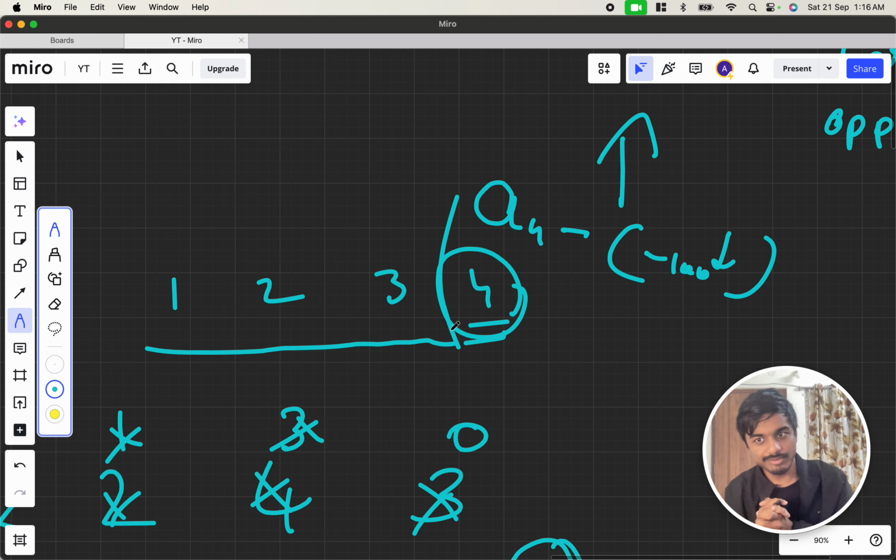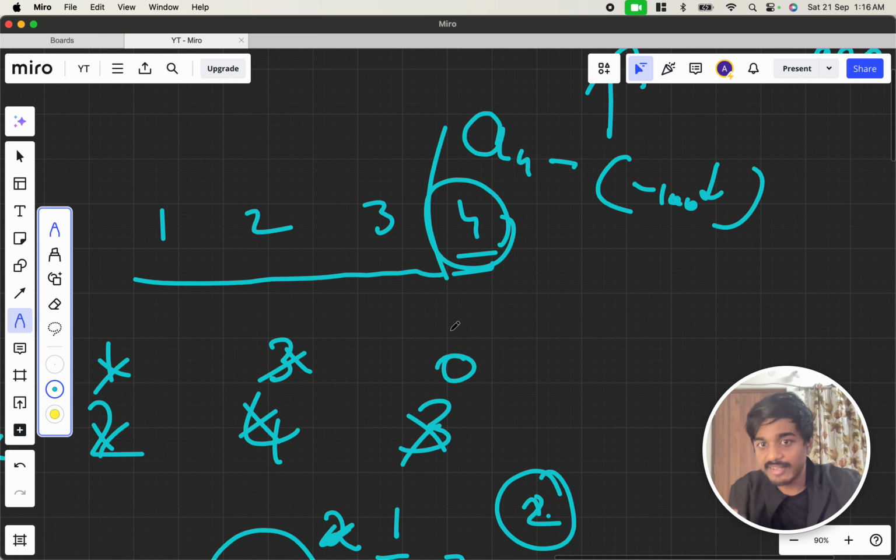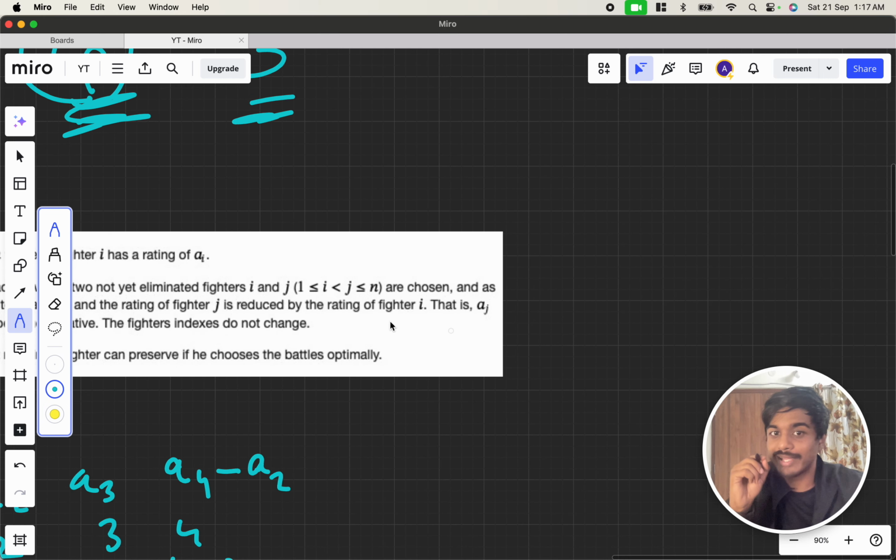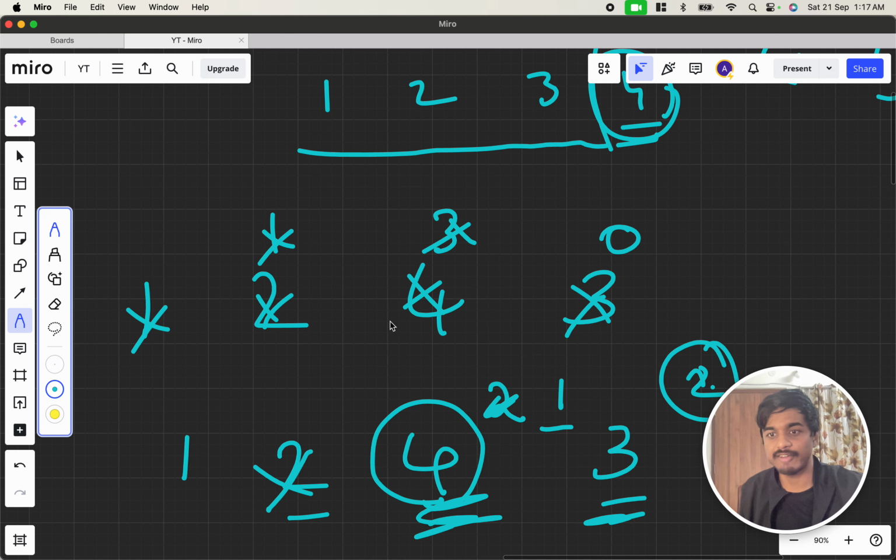Here, if we observe something, we have to take the maximum product or maximum sum and try to reduce it with only a single number, so the number becomes as negative as possible or as least as possible. And since they also told that i is less than j, the fighter will always be from the left, right?